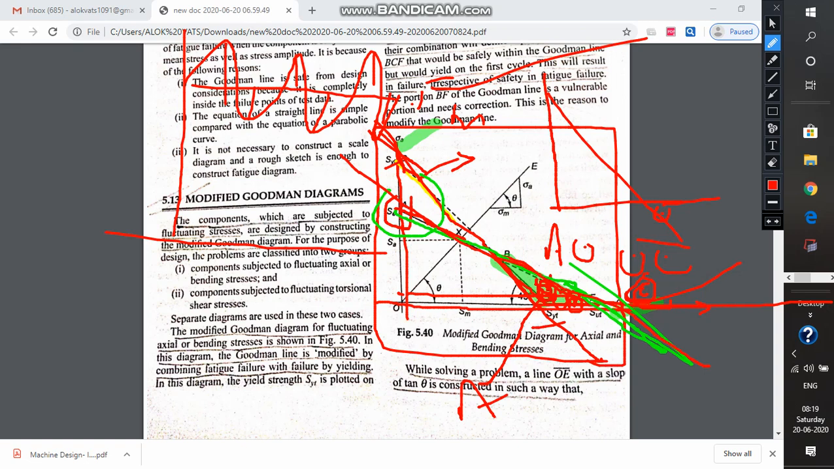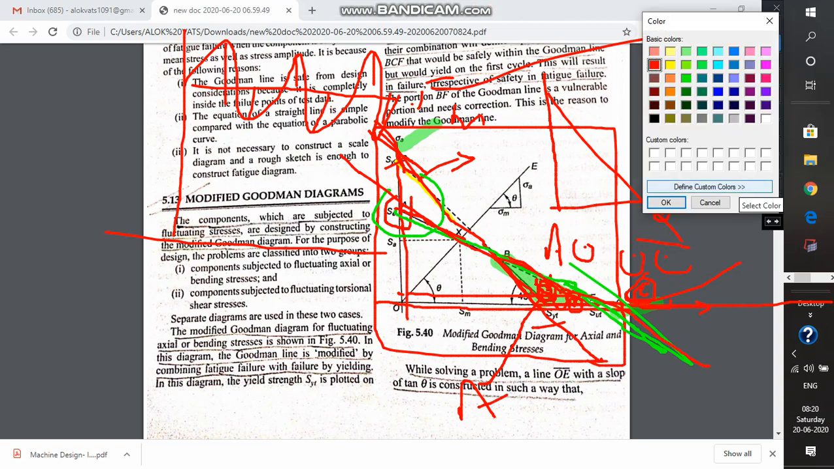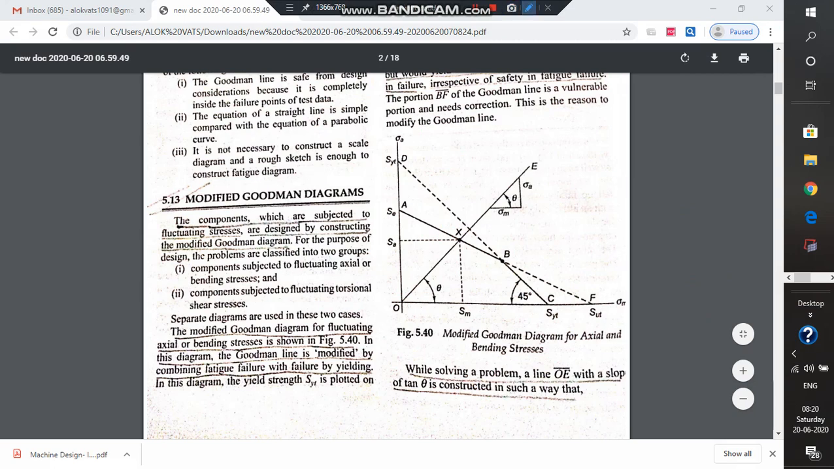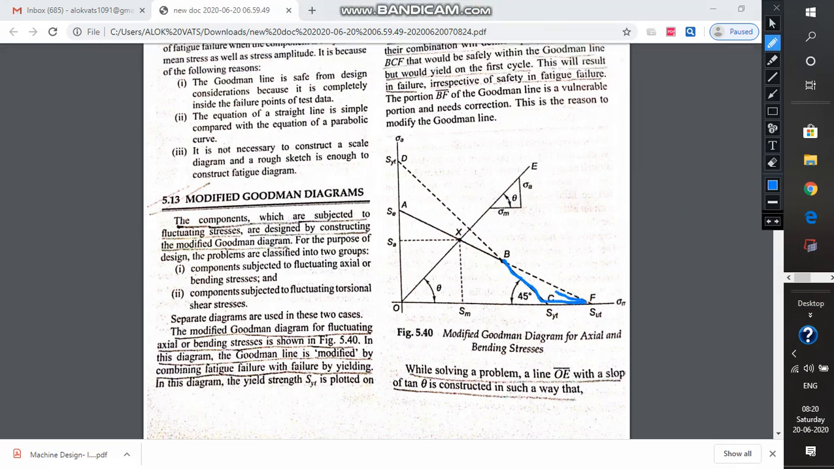In order to choose a safe path between these two situations, because these two are actually contradicting situations, we are going to remove this area, because this was the area of conflict. Now this was the Langer line, and we are going to take the line BC of the Langer line, or the first limit of the stress cycle, and remove this area.